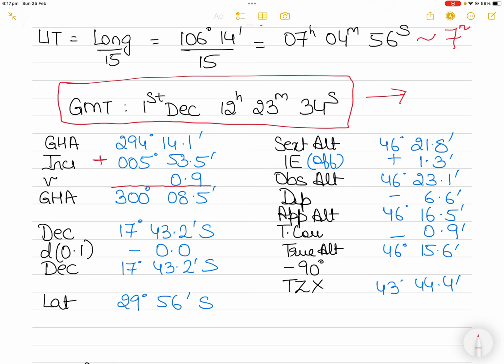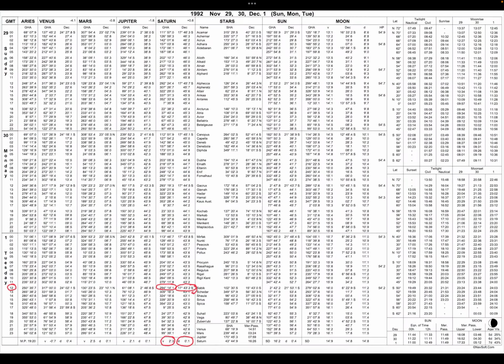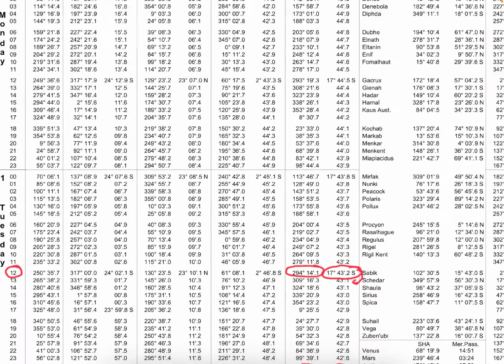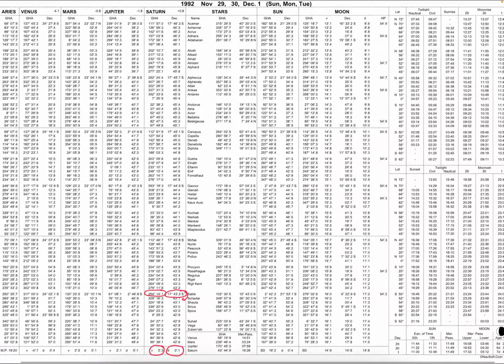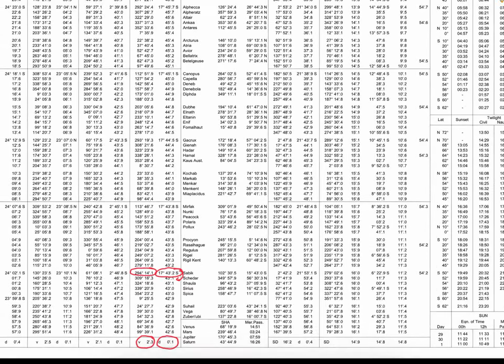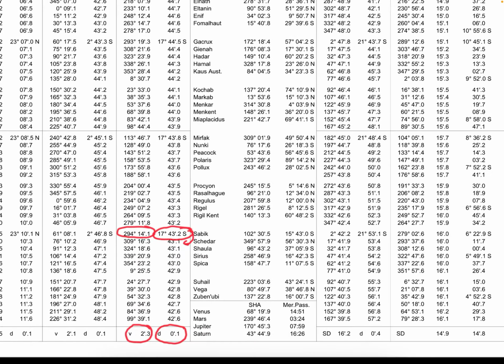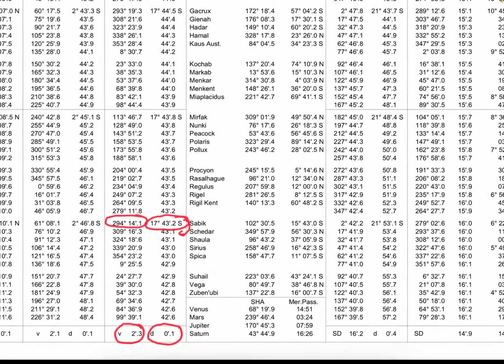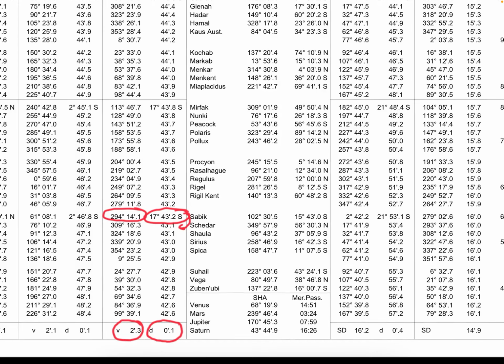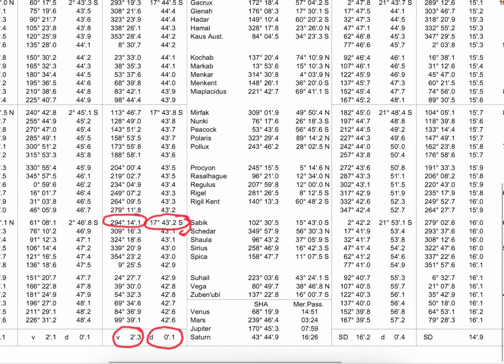listed on the left side of the page here. So GHA, increment, V value, declination, D value, the correction values, let's find that out. So for 1st of December 12:23:34, we go into the nautical almanac. So here you can see it's 1st of December. This is 12 hours. And for Saturn, make sure you go into the column for Saturn. You can find out the GHA value, the declination, and at the bottom of the GHA column and the declination column is your V value and D value.